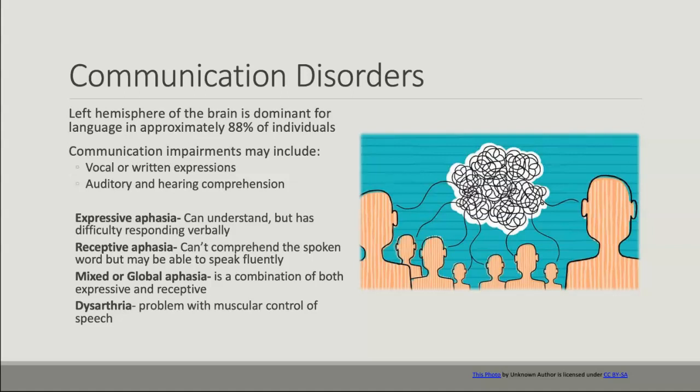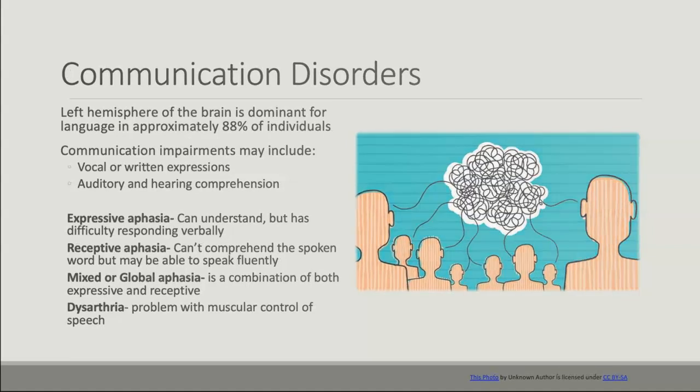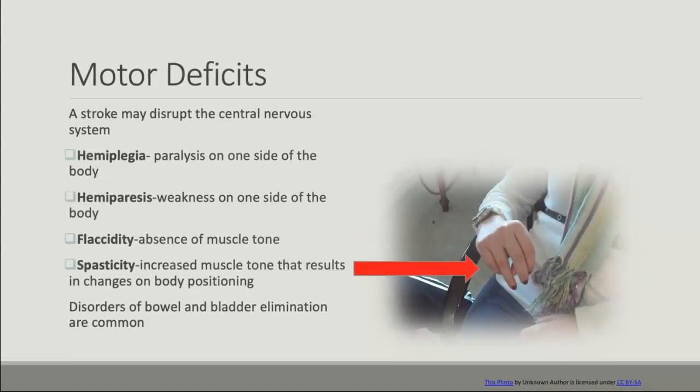And then dysarthria is just the problem of the muscular controls. They might have difficulty communicating because their mouth just isn't working right. Motor deficits.